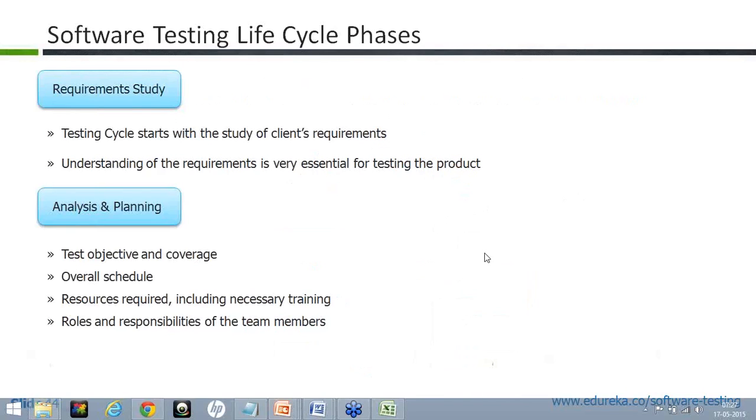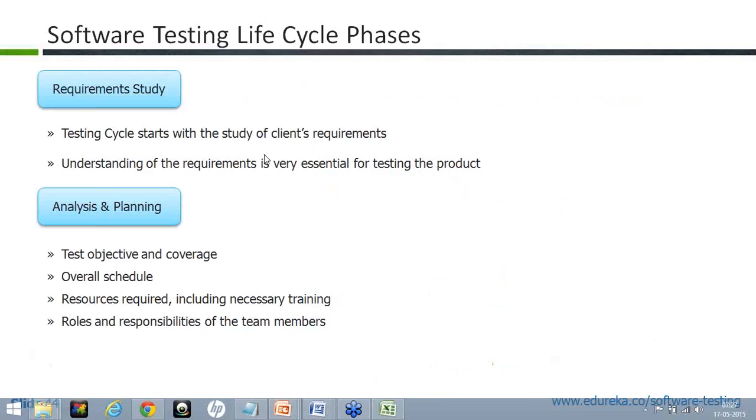Now let's see one after the other. We saw requirement study and analysis and planning. What is a requirement study? Earlier we saw the testing life cycle, starting with the study of the client's requirement. Based on the specification that has come from the client, this will be prepared. A requirement study, and then understanding of the requirement, is very essential for testing the product.